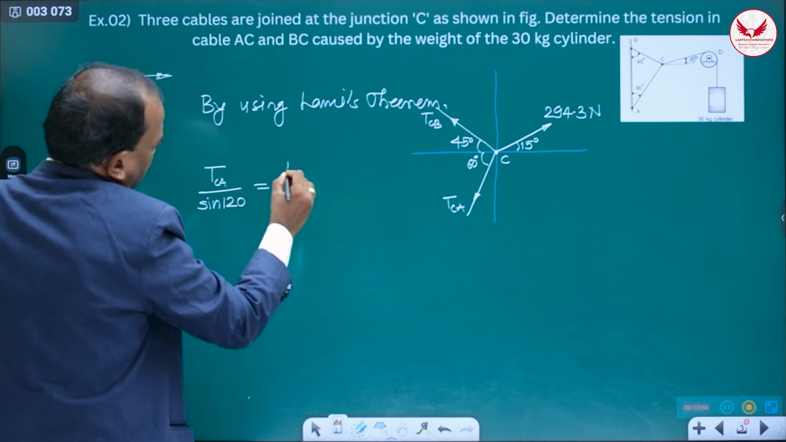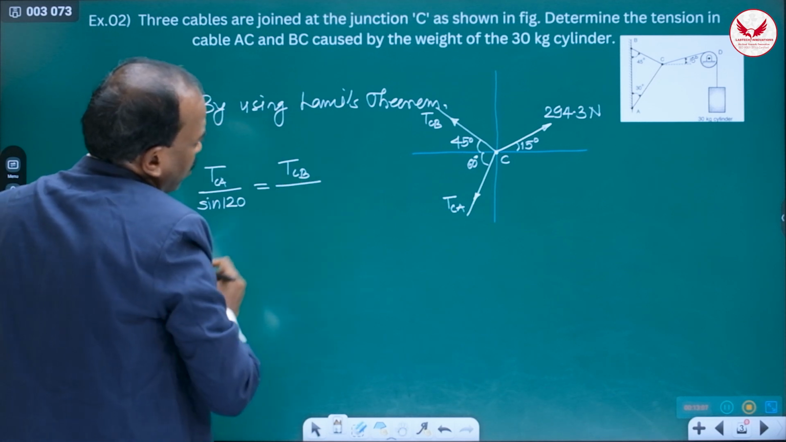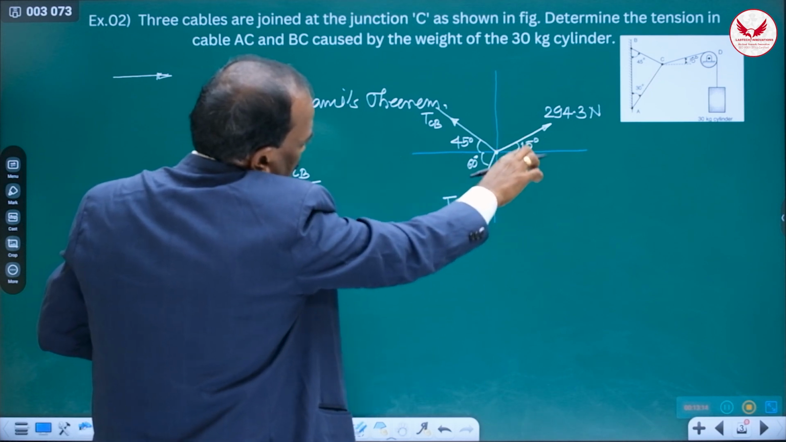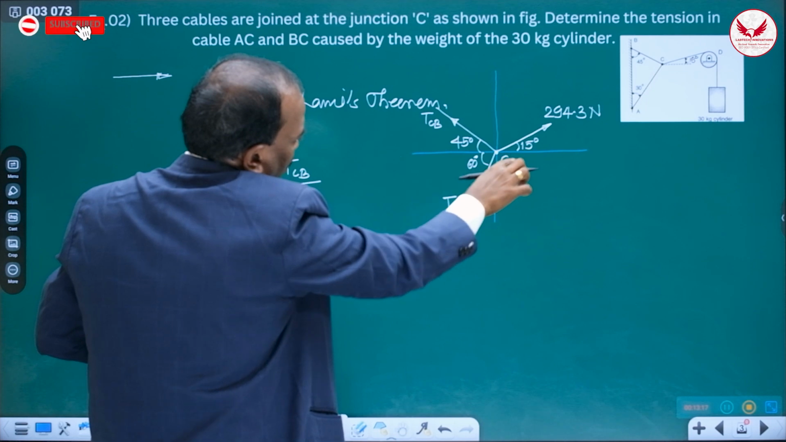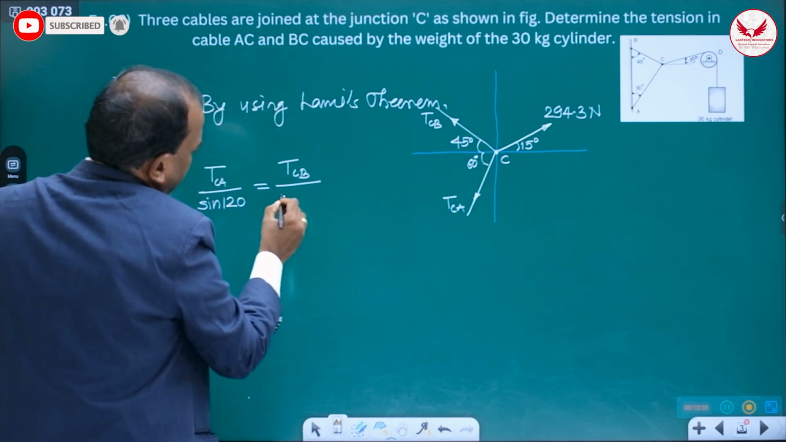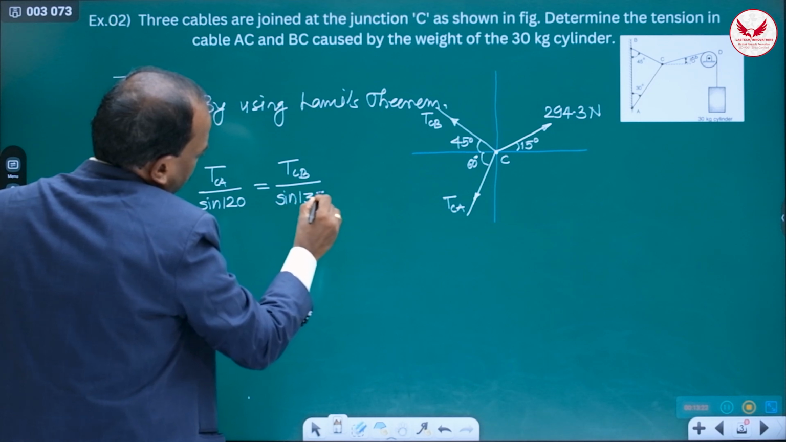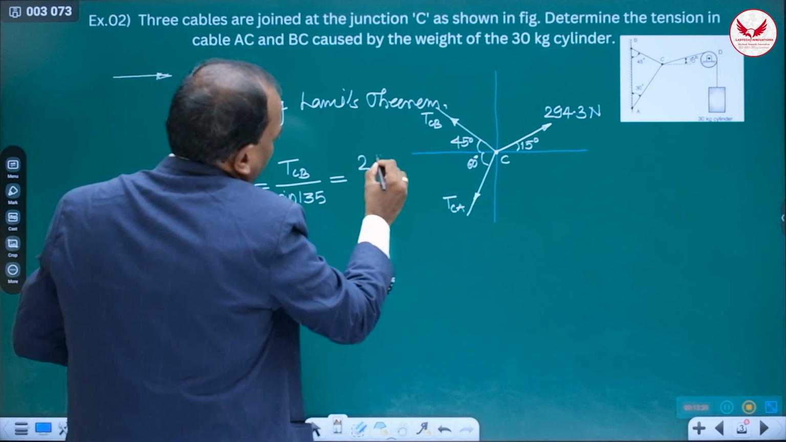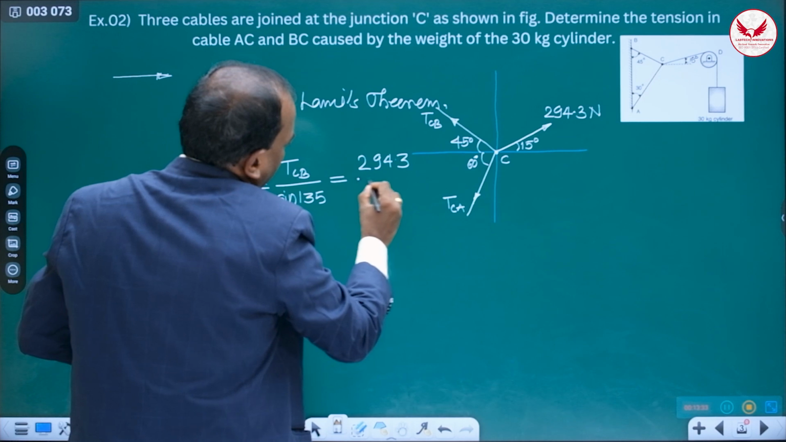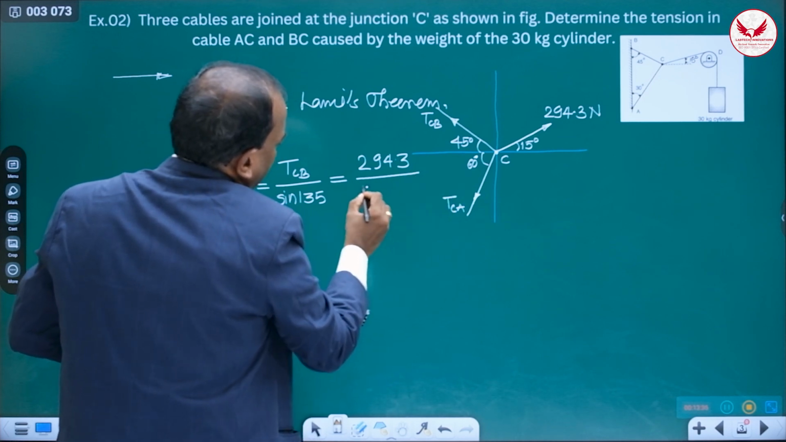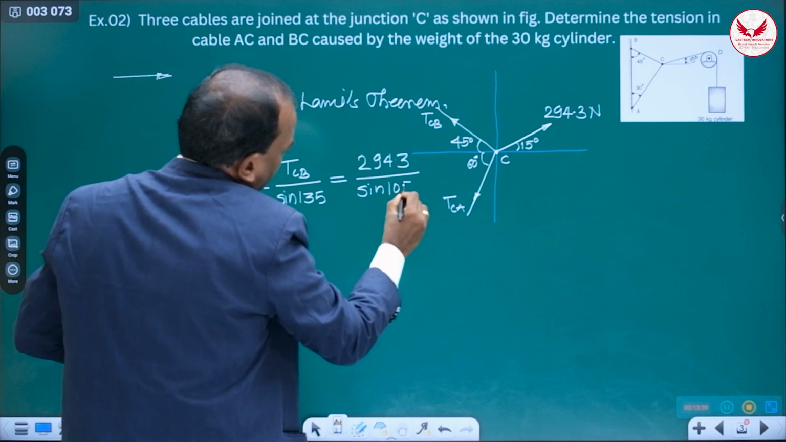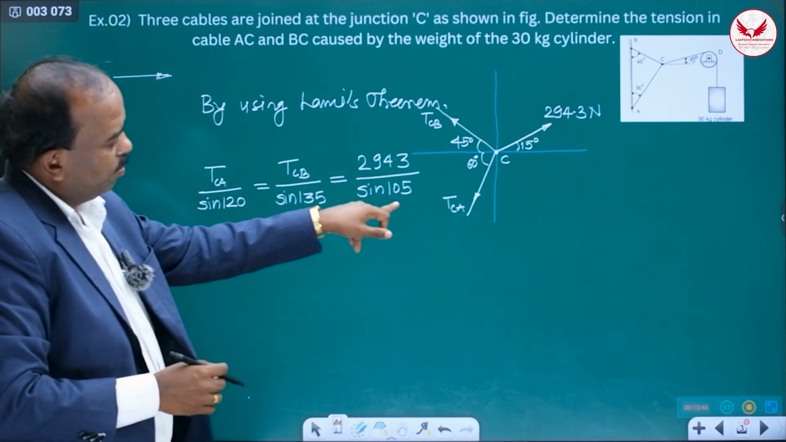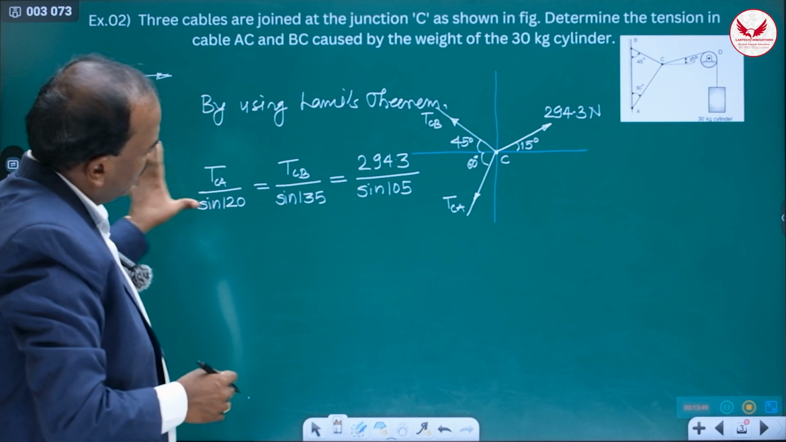is equal to TCB. Don't make the sketches complicated by writing all the angles over here. TCB, this force, angle between these two forces, 90 plus 15, 105, plus 30, 135. So it is sine 135. It is equal to the known value 294.3 divided by sine 105, the angle between the other two forces. So this angle. So this is Lami's theorem. Once again you check, 135 plus 105, 240, plus 120, means Lami's theorem, it is correct.